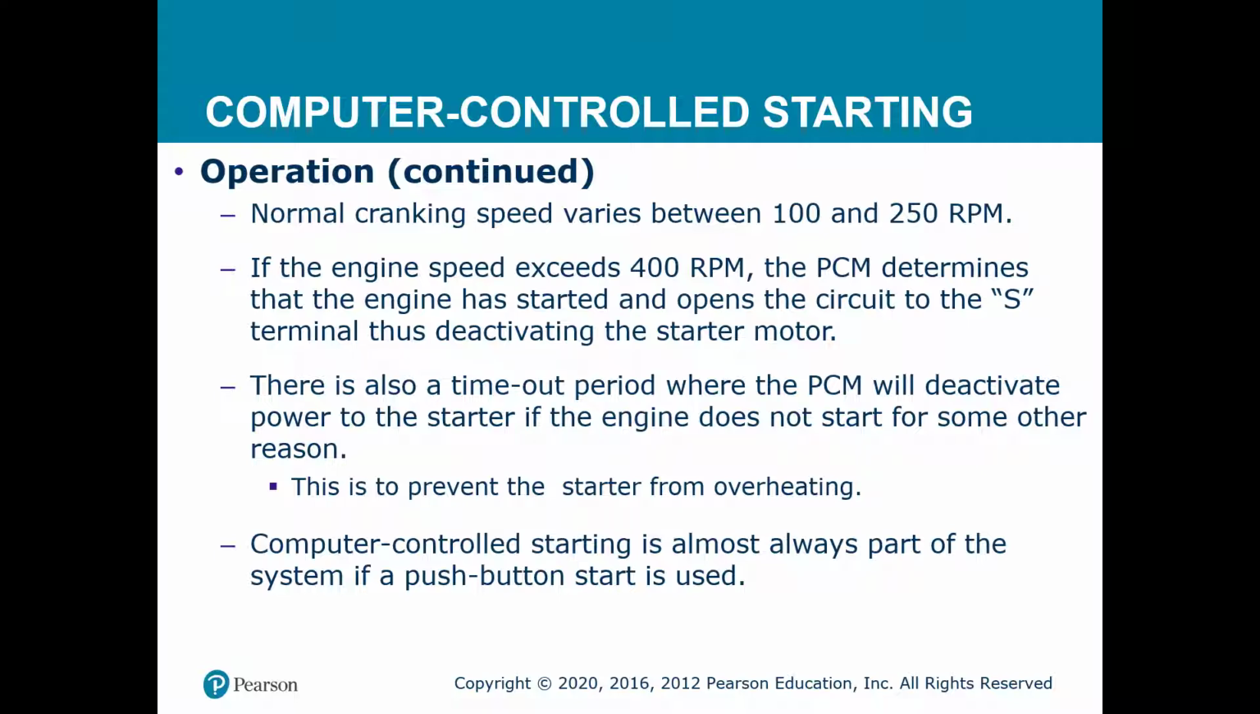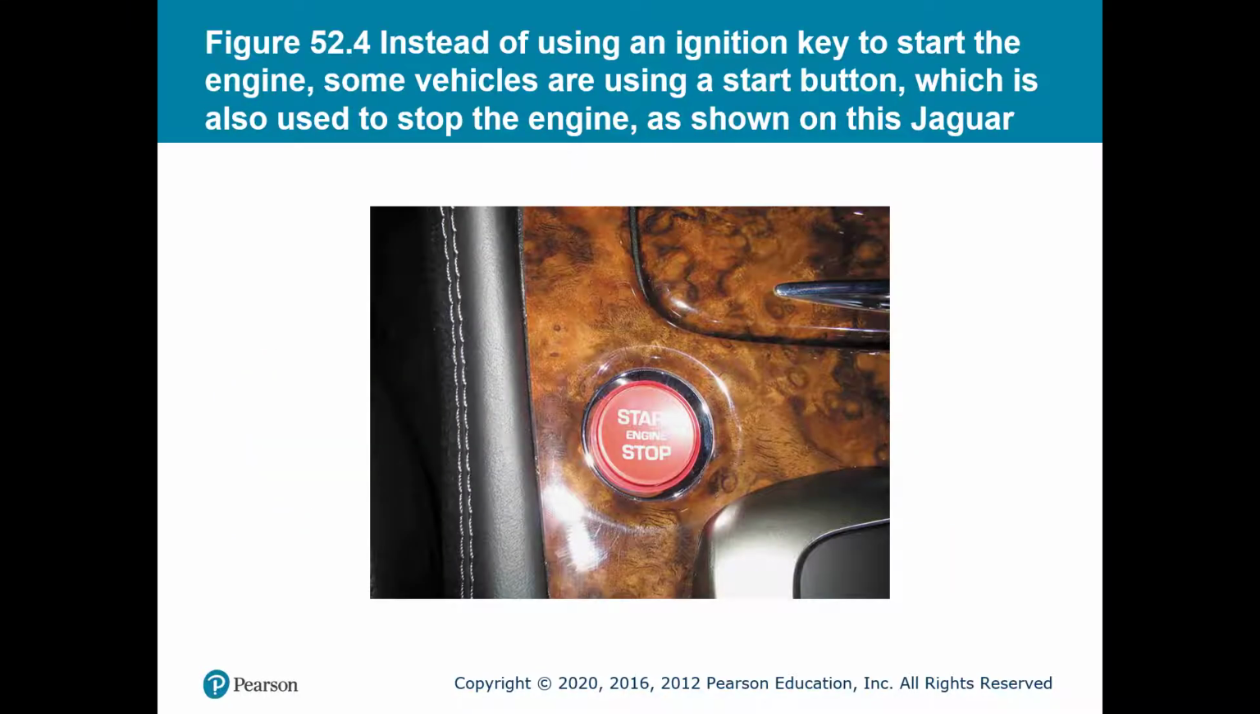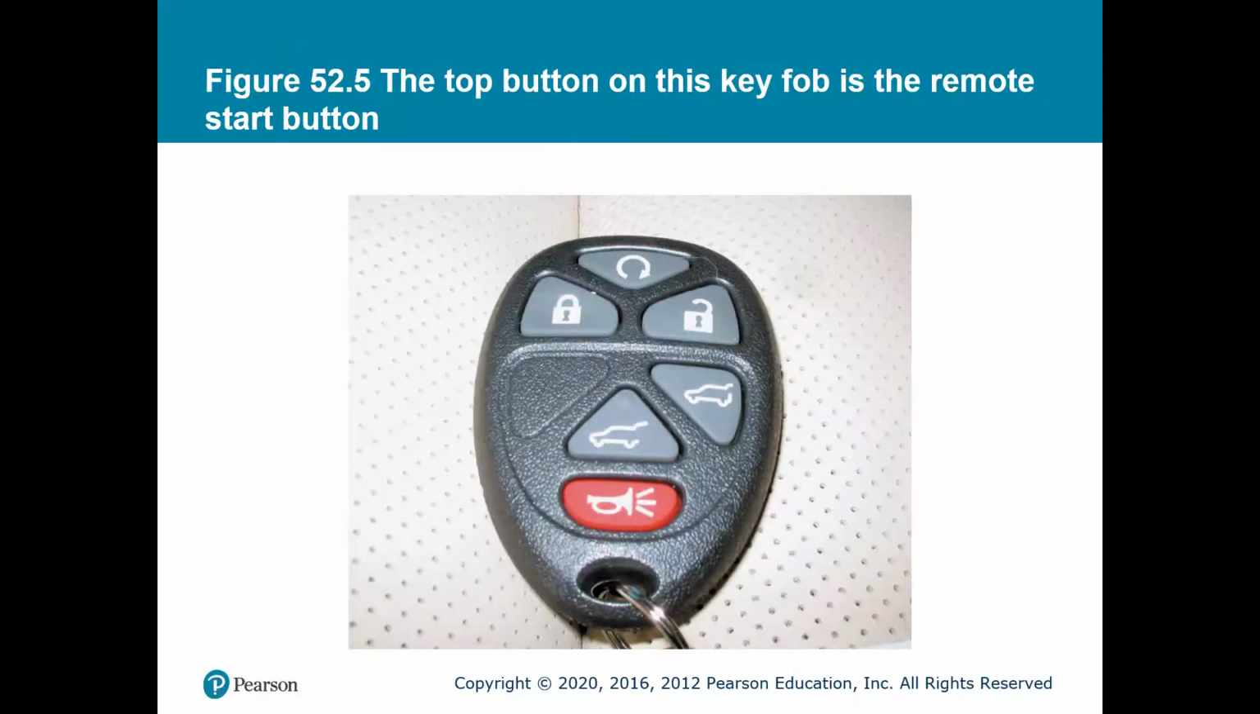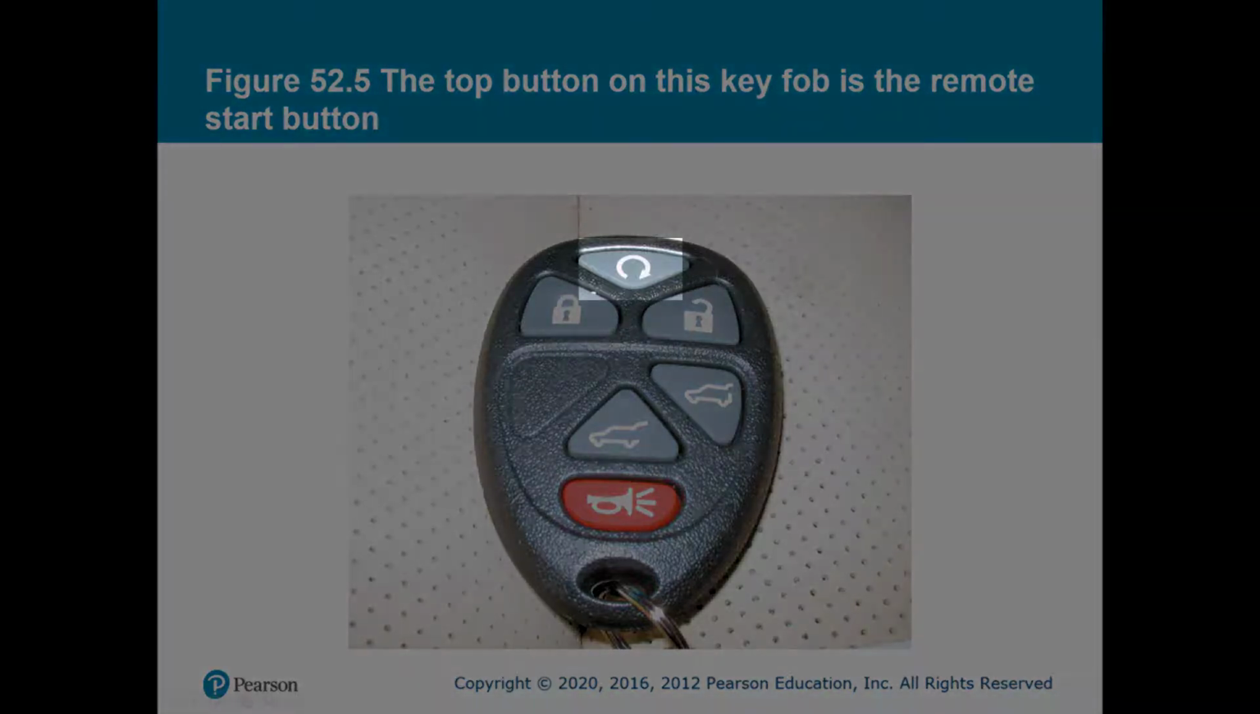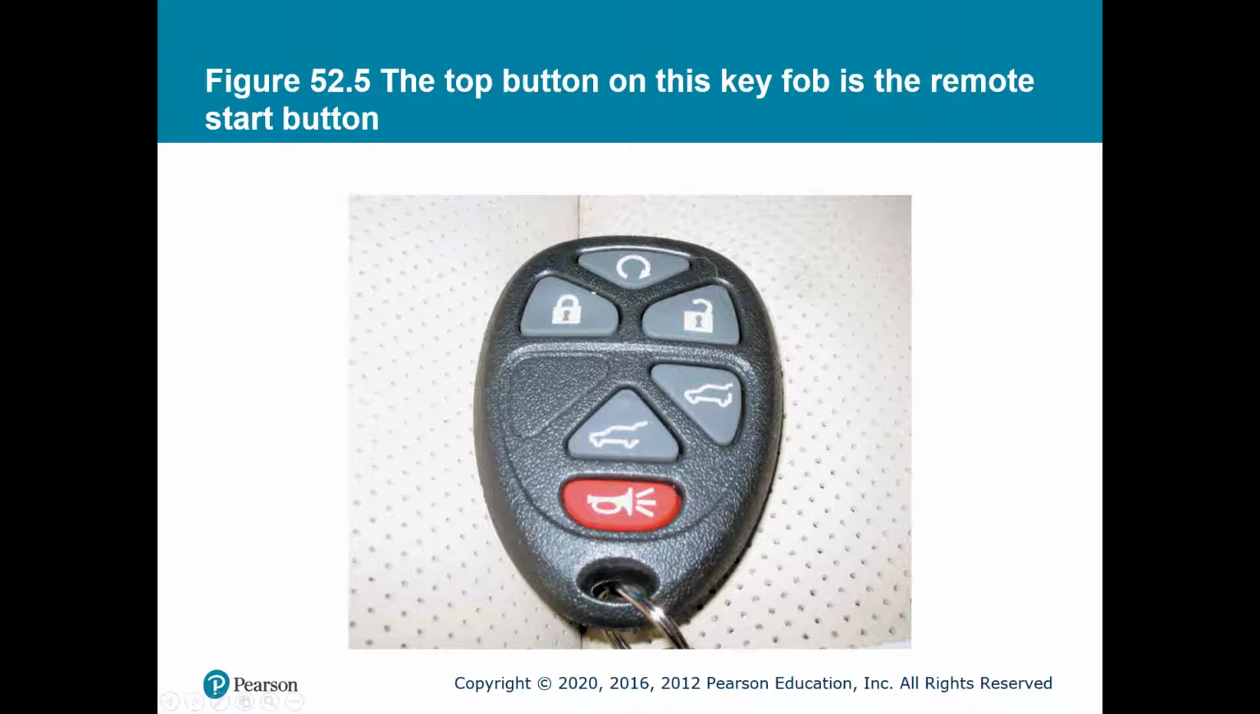Computer-controlled starting is almost always part of a push-button system. Here's an example of a push-button start-stop. This is off a Jag. So obviously, to make these work, you'd have to have your foot on the brake and the vehicle in park when you go to push that button. And also the key would need to be in the vehicle. And here's an example of the key, or the fob, I should say. And if you notice at the top of the fob, right here, you have a button with a circular arrow. That's a remote start.